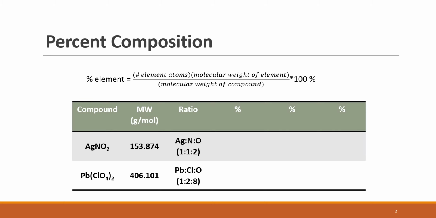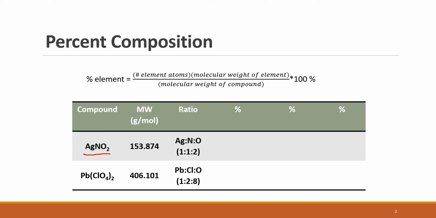First, let's look at percent composition. The equation is shown at the top of the slide. So for percent composition, what this allows us to do is, when given a compound such as silver 1 nitrite here, we can use the equation above to figure out what percent of that compound is made up of just silver, or what percent is made up of just nitrogen, or what percent is made up of just oxygen.